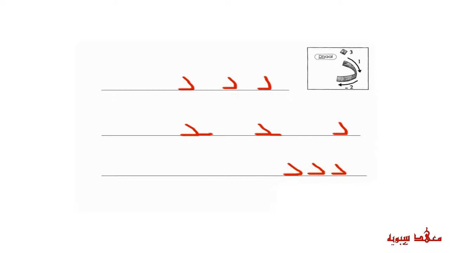Now with the dhaal, it's exactly the same as the dhaal with a dot on top. So each of them will have a dot. And we obviously write the dot after we write this part here. So dots will always be put after. Okay, next letter. So the ra.